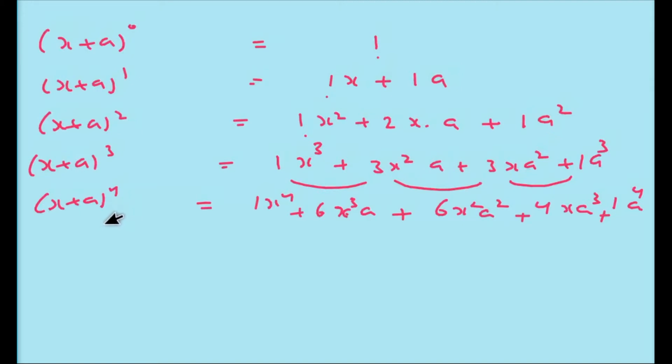Okay, now you can see the power of the first term is decreasing and the power of the second term is increasing. So you can evaluate any power of this, but it is a very large process. If you want to describe (x plus a) to the power of n, this is a very long process. Okay, so this is described by the binomial in a very short manner, that is known as the binomial series.